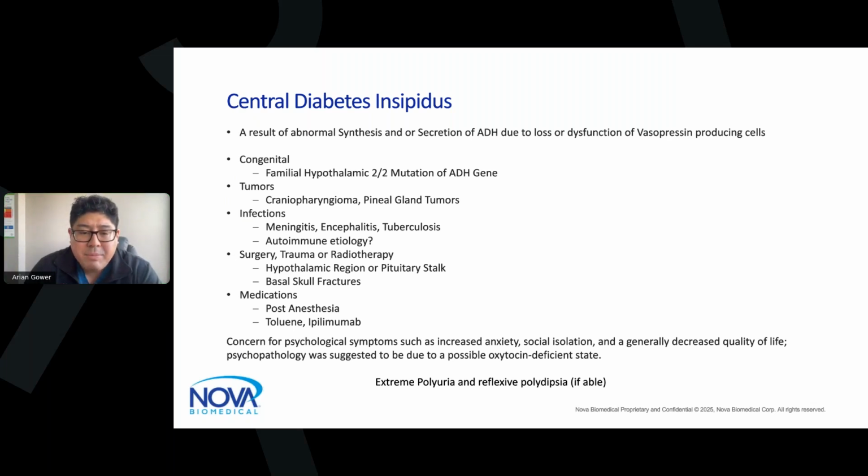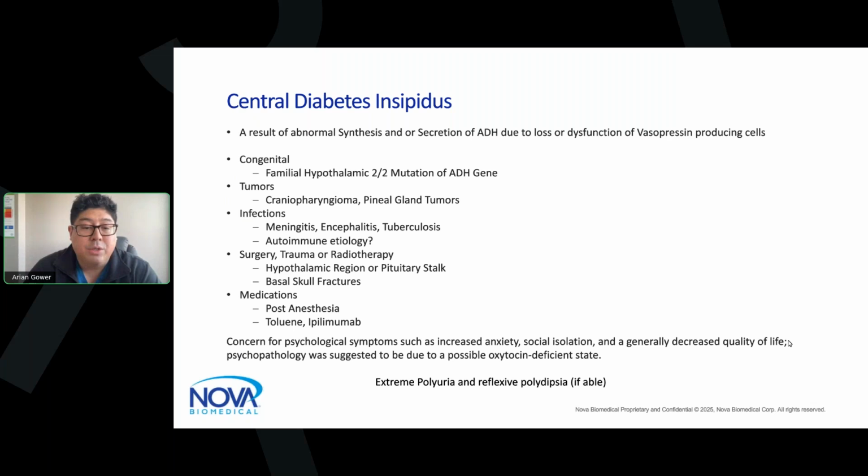And this is suspected to be secondary to a possible oxytocin deficient state. Now remember, oxytocin is another hormone that's produced and secreted through the posterior pituitary, which is the same region that antidiuretic hormone is released. So presumably, if you have injury to the posterior pituitary or any of the pathway where antidiuretic hormone would normally be made, loss of oxytocin could be expected as well. Oxytocin is a hormone that plays a critical role in social bonding, stress regulation.